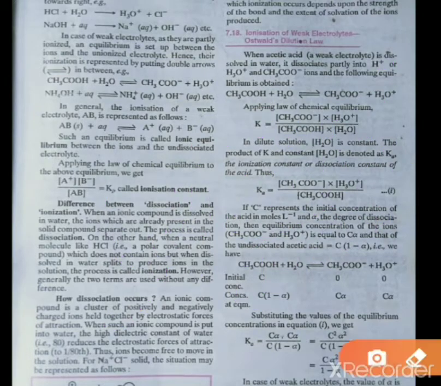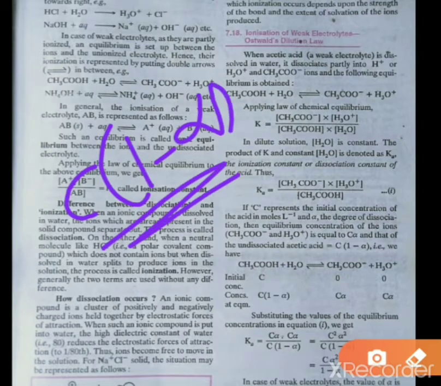Now students, suppose C represents the initial concentration of the acid in mole per liter, and alpha is the degree of dissociation here. Then the equilibrium concentration of the ions, that is CH3COO minus and H3O plus, is equal to C alpha, and that of undissociated acetic acid is C into 1 minus alpha.